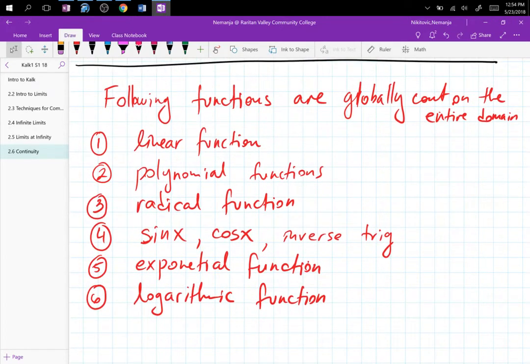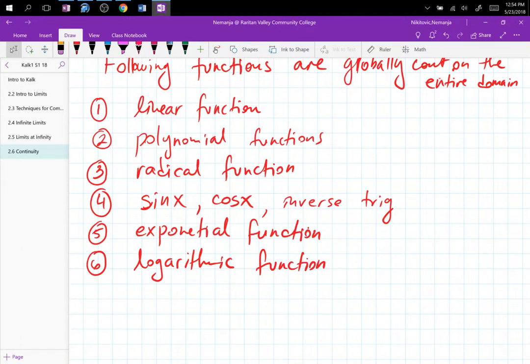Good. All right, so that's that for today. Part 2 tomorrow. We are going to do some combinations of these functions and so on. So more fun tomorrow.